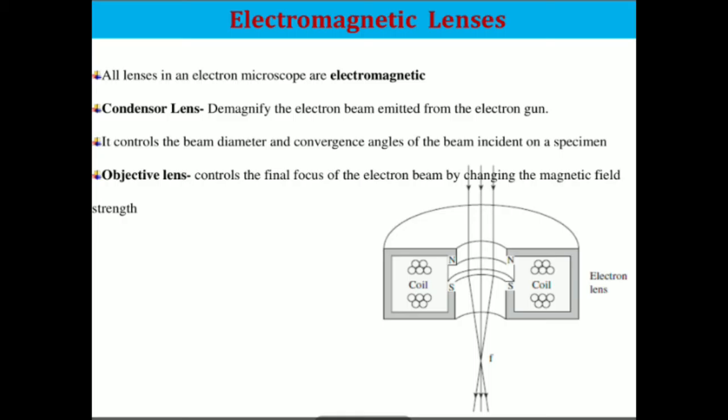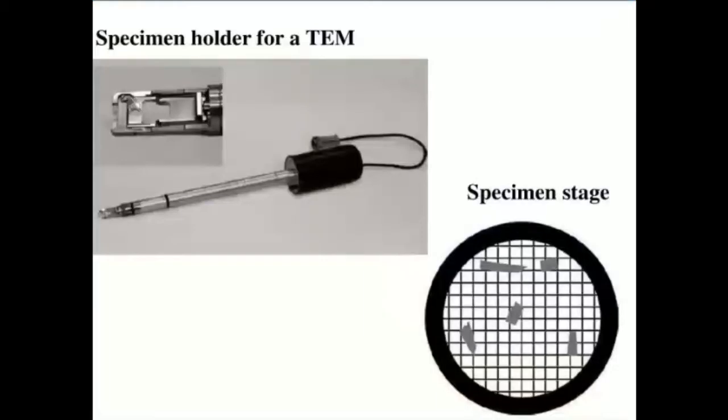The intermediate lens is used to switch the TEM between an image mode and a diffraction mode. For the image mode, the intermediate lens is focused on the image plane of the objective lens, and for the diffraction mode it is focused on the back focal plane. The objective lens controls the final focus of the electron beam by changing the magnetic field strength.